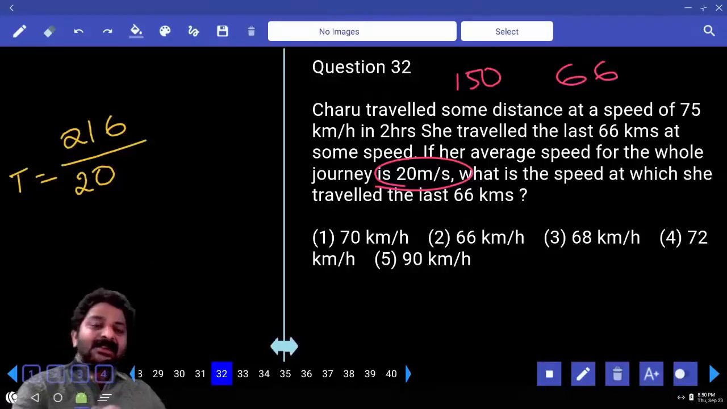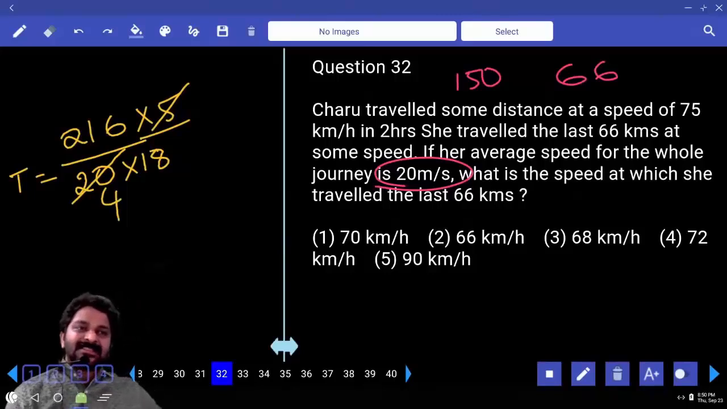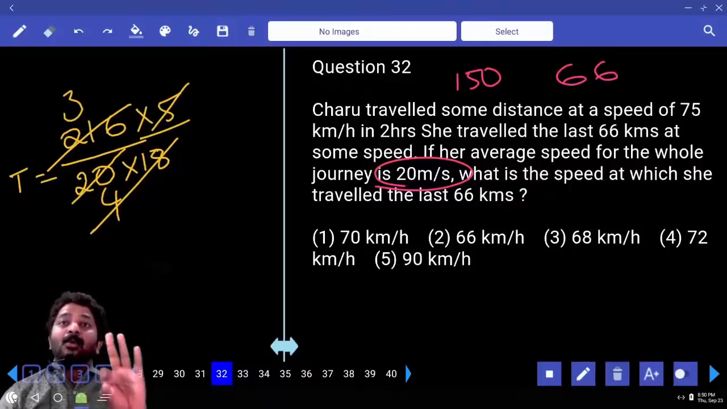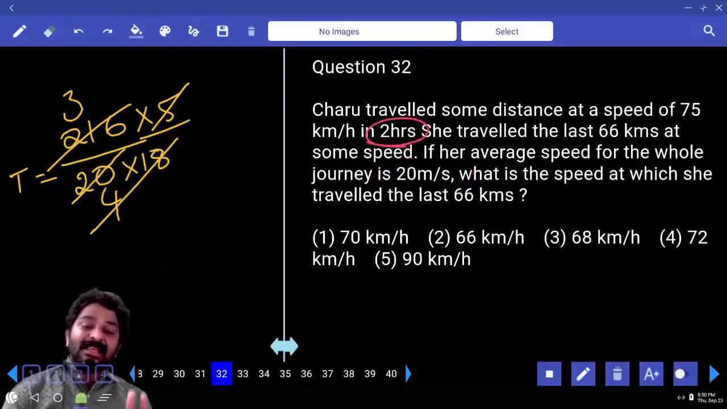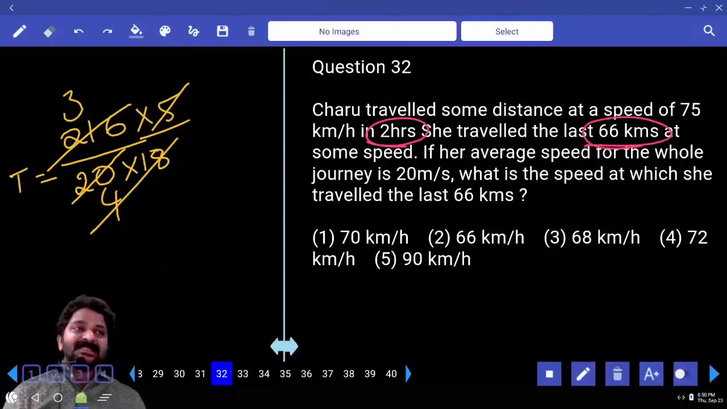216 is kilometers. So convert meter per second to kilometer per hour, multiply by 18 by 5. Denominator comes to numerator. 5 fours get cancelled. 4 times 18, 18 double, 36, again double, 72. How many times is 216? 3 times. So that means total time taken was 3 hours. Out of 3 hours, to cover the first 150 kilometers, how much time is already spent? 2 hours. Then how much time is left with us? 1 hour. In that 1 hour, what was the distance covered? 66 kilometers. Then speed must be 66 kilometers per hour. Second option answer.